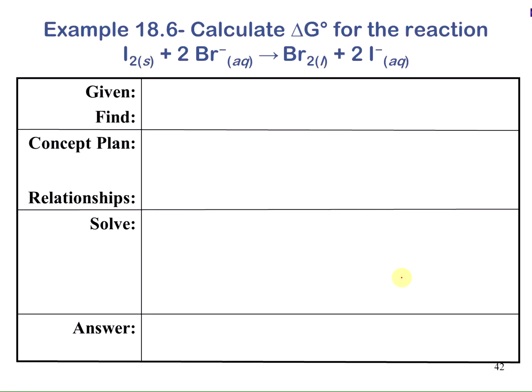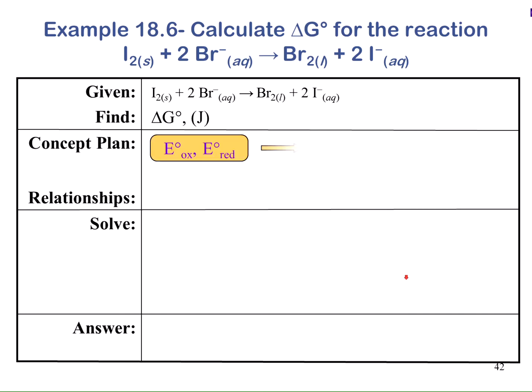Okay, so using those equations, we want to calculate the delta G for the reaction of iodine and bromide combining together to make bromine liquid and iodide ions. So we look at our chemical equation, and we want to find the delta G, because that's what we're looking for. I know that I can determine the oxidation potential and reduction potential for the half cells and use those together to get the cell potential for the combination of those. And from the E cell, I can convert that to the delta G.